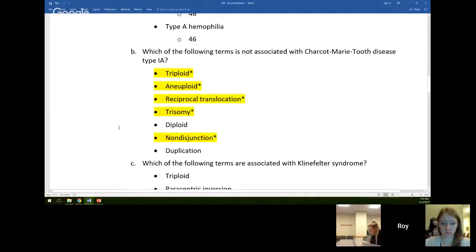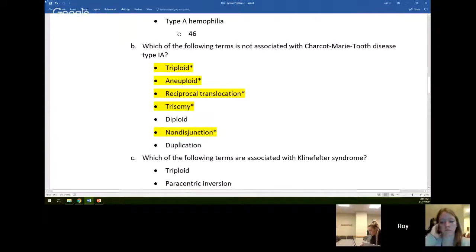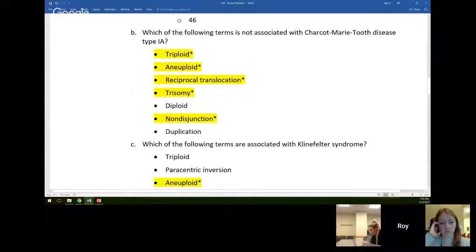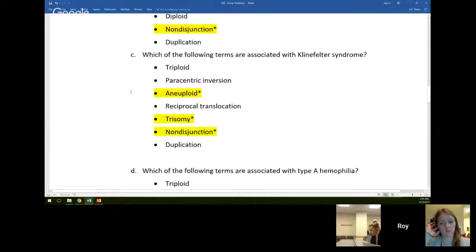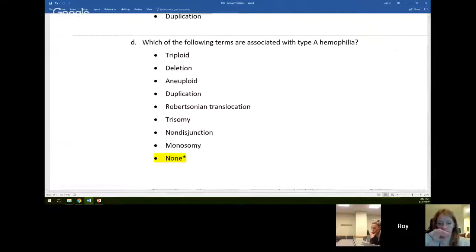For B, which of the following is not associated with Charcot-Marie-Tooth disease? The ones that are not part of it are the triploid, aneuploid, reciprocal translocation, trisomy, and non-disjunction. They are all not part of Charcot-Marie-Tooth disease. And then for C, associated with Klinefelter are aneuploid, trisomy, and non-disjunction. And which of the following are associated with type A hemophilia? None of them are associated with type A hemophilia.